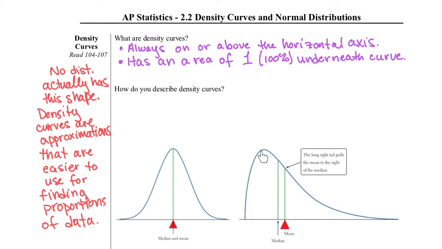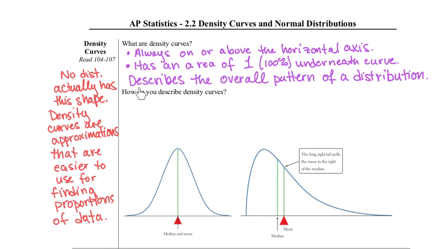So some of our data might actually be above this curve, and some might be below it, but it's kind of an average. If we took the overall average of that shape and made it a curve, this would be a representation of that. So it's important to remember that a density curve is just describing the overall pattern of a distribution.